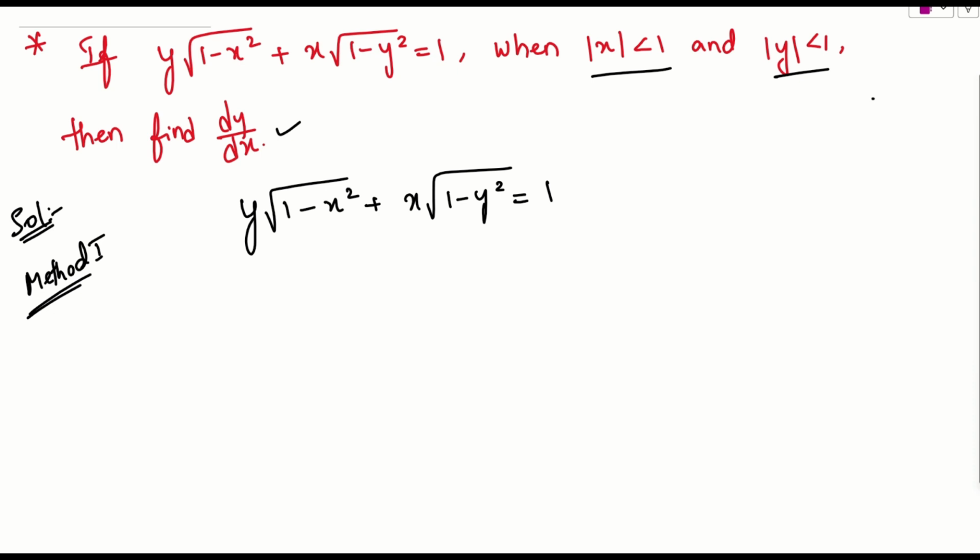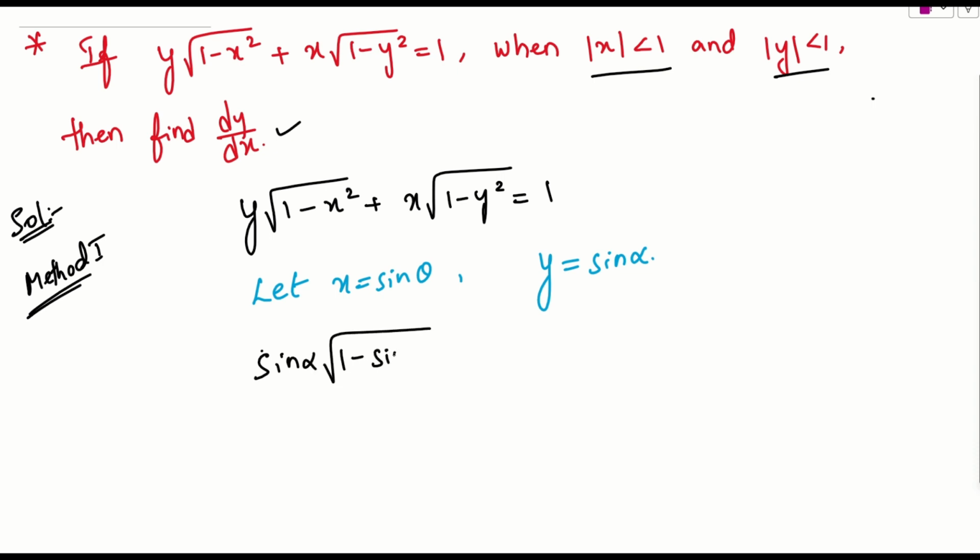What is method 1 here? I will suggest substitution. Whenever you see 1 minus x squared inside the root, go with sine or cos. So here let us consider x equals sine theta, and we also have y, let us take it as sine alpha. In place of y, this is nothing but sine alpha times the square root of 1 minus sine squared theta, plus x is nothing but sine theta times the square root of 1 minus sine squared alpha, is equal to 1.